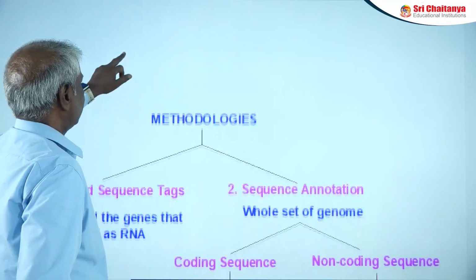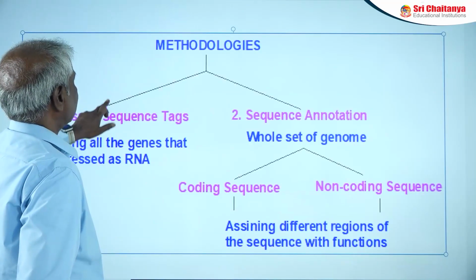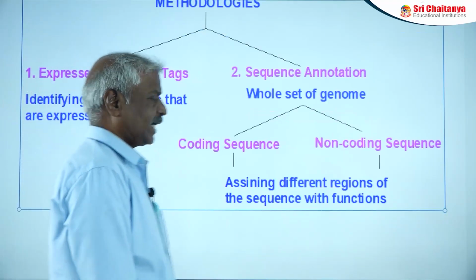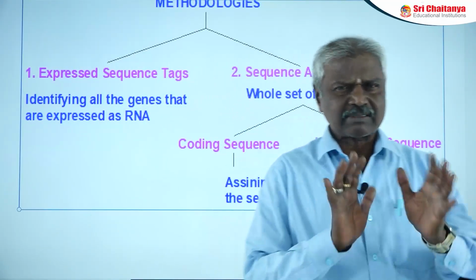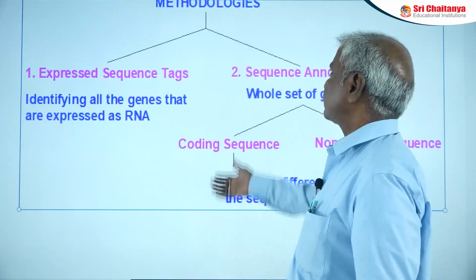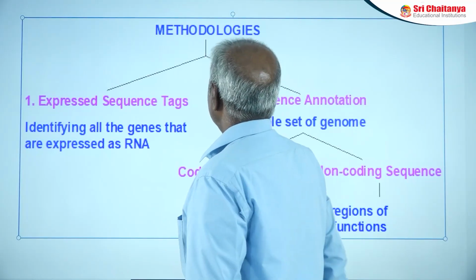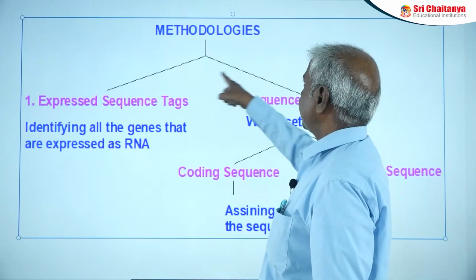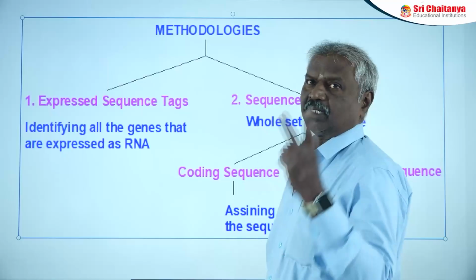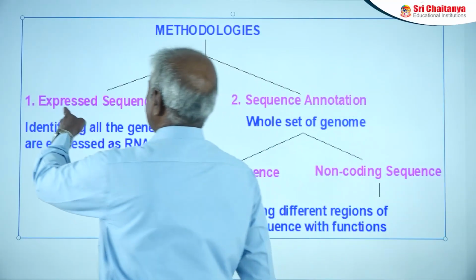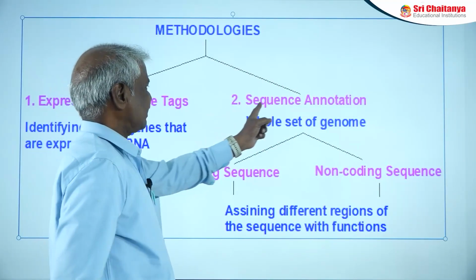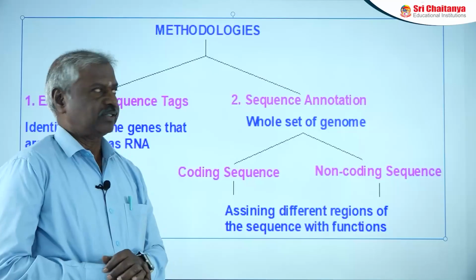That's our Human Genome Project. I'm just giving an idea. The methodology may cause slight confusion, that's why I've mentioned a flow chart here. See this flow chart. Here, the total DNA is taken, in which two major approaches are there. One is expressed sequence tags. The second one is sequence annotation.